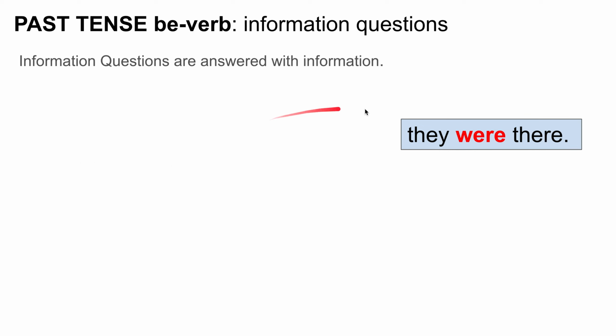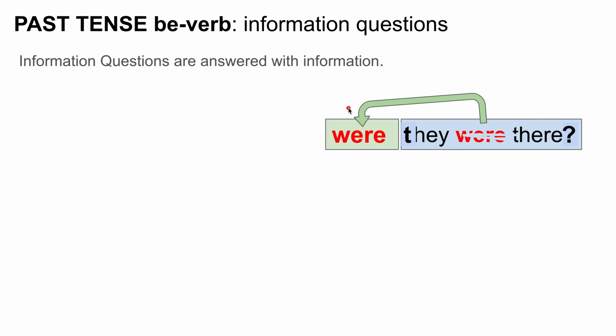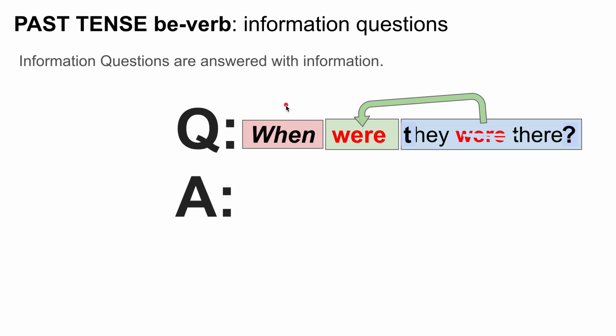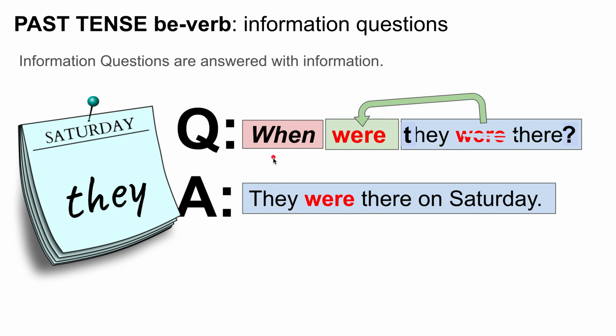Let's look at another example. They were there. Yes-no question: Were they there? WH question: When were they there? They were there on Saturday. Information. So remember, we answer yes-no questions with a yes or a no, and information questions we answer with information.